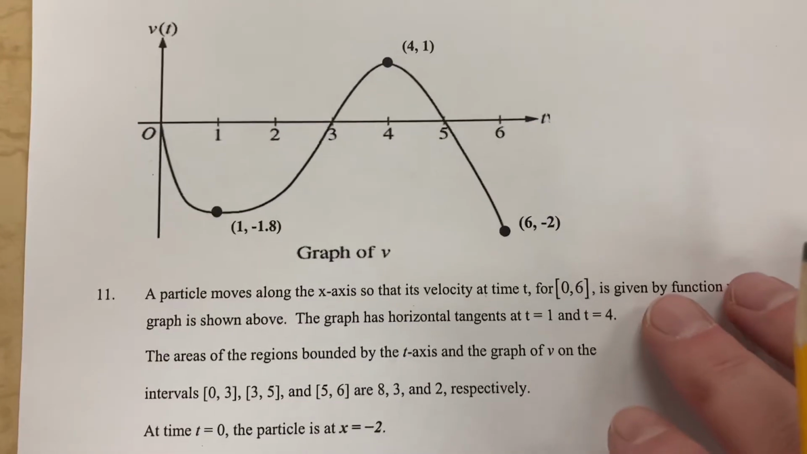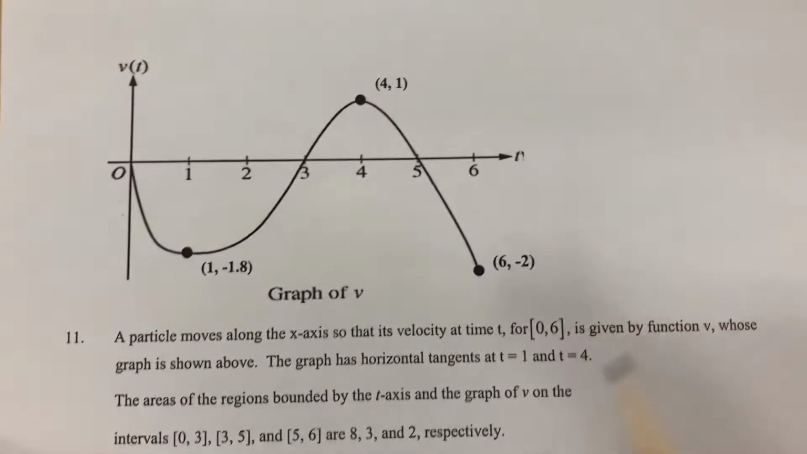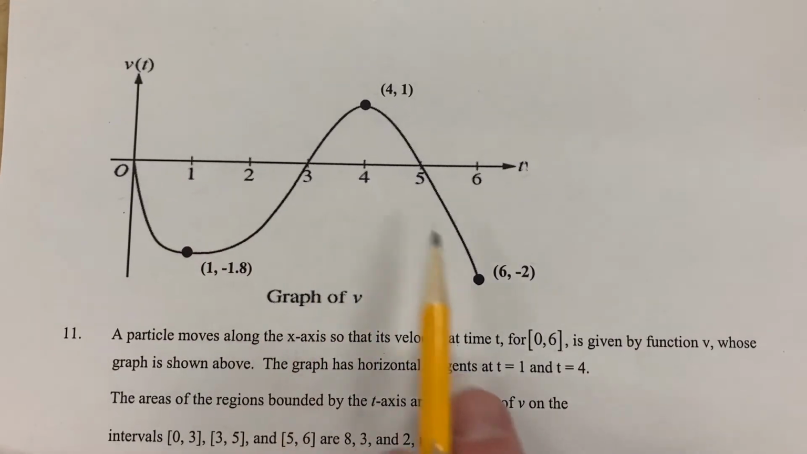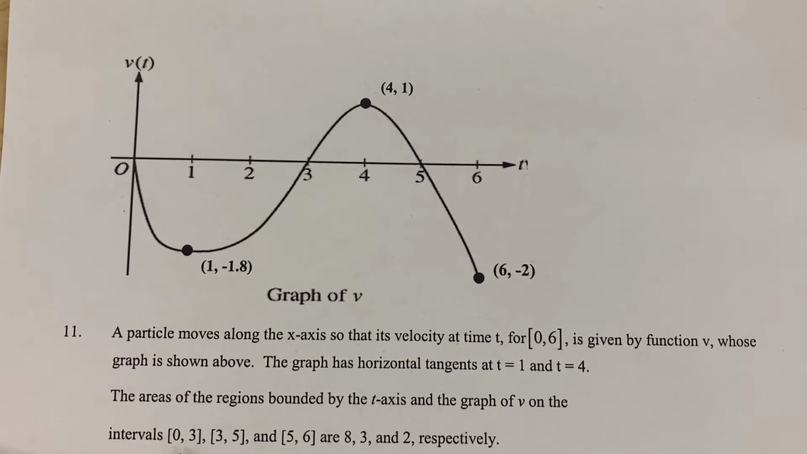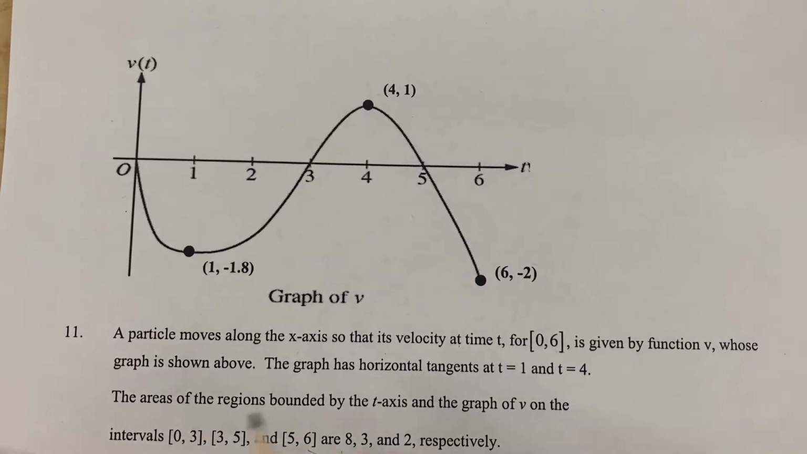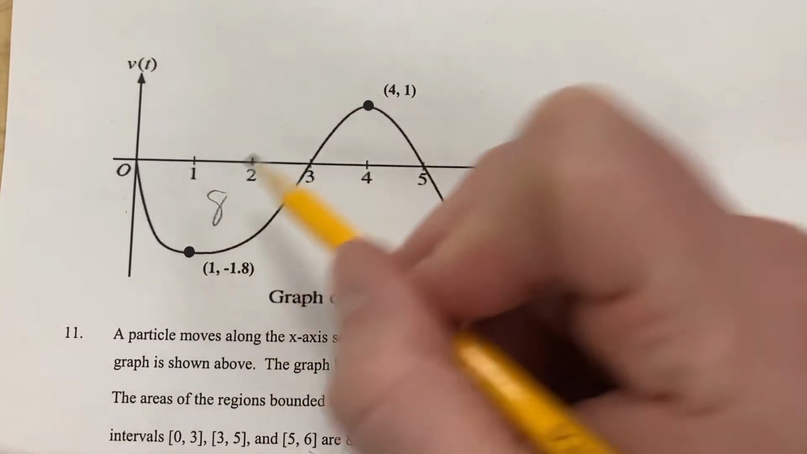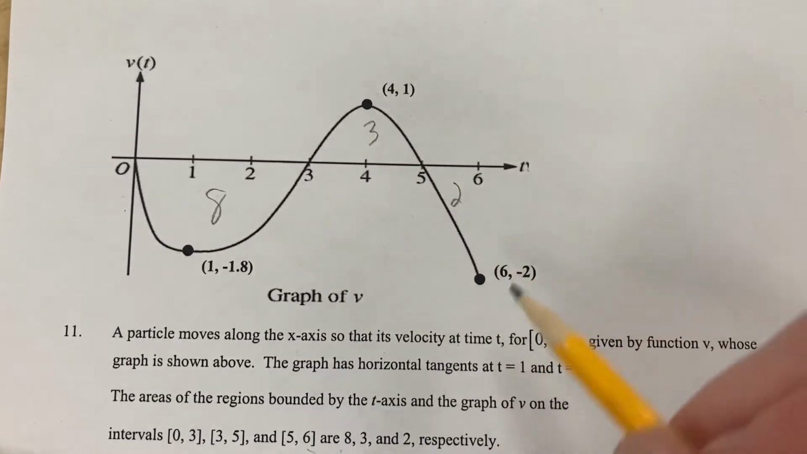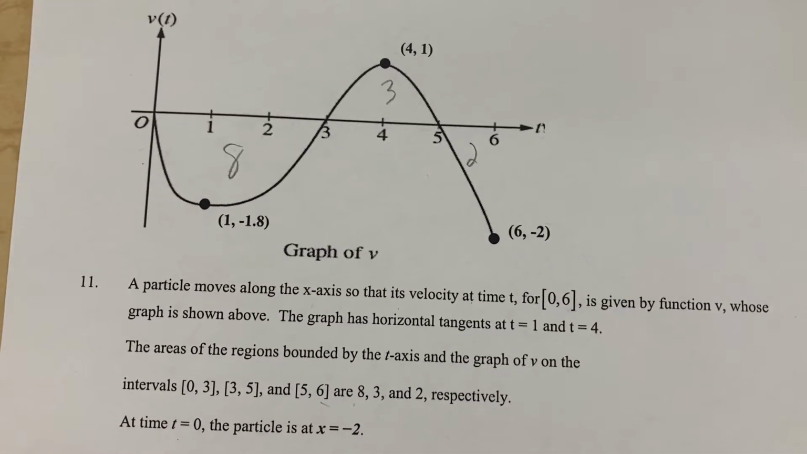Hi, this is part 3 of the term 3 review. We've got a graph of velocity now, and we're told that these are the values there, and we're also told that the area of these from 0 to 3, that area is 8, this area is 3, and this area right here is 2. Okay, so we'll use those as we go.